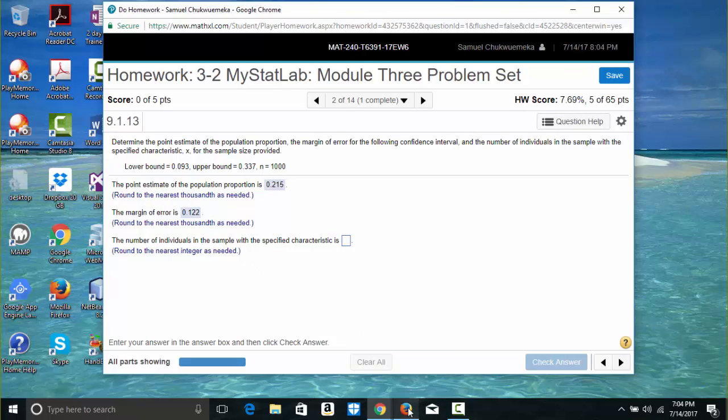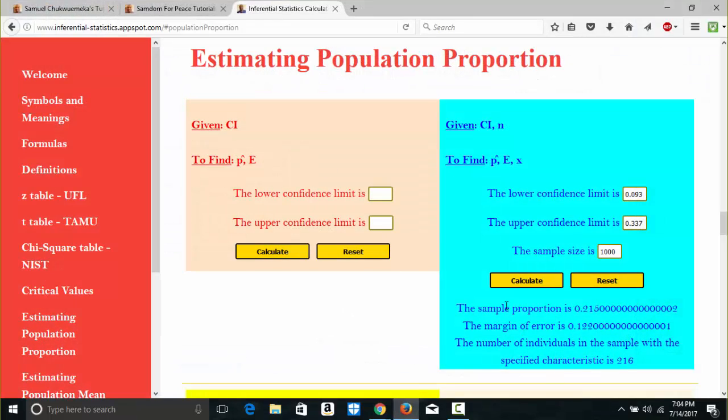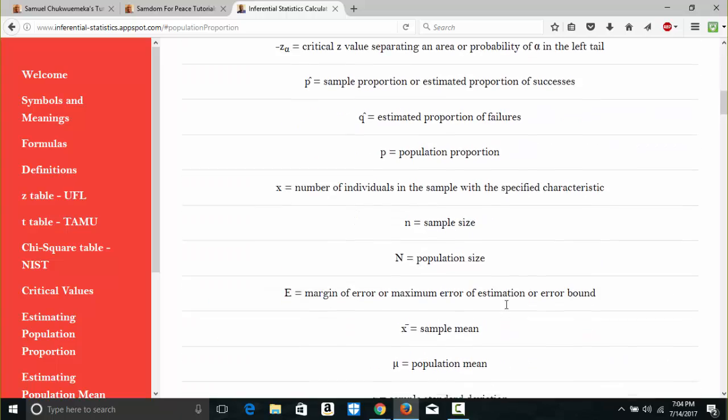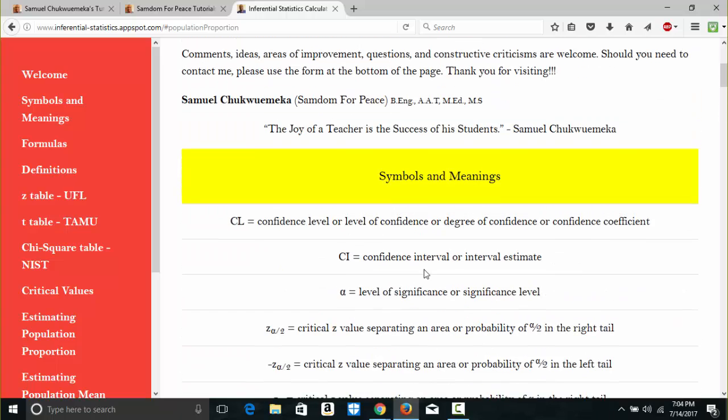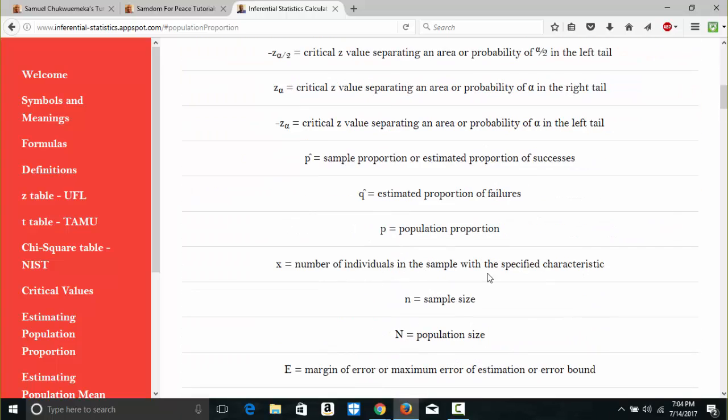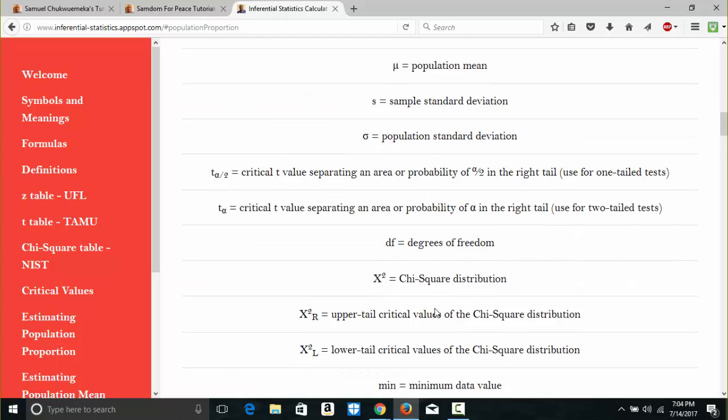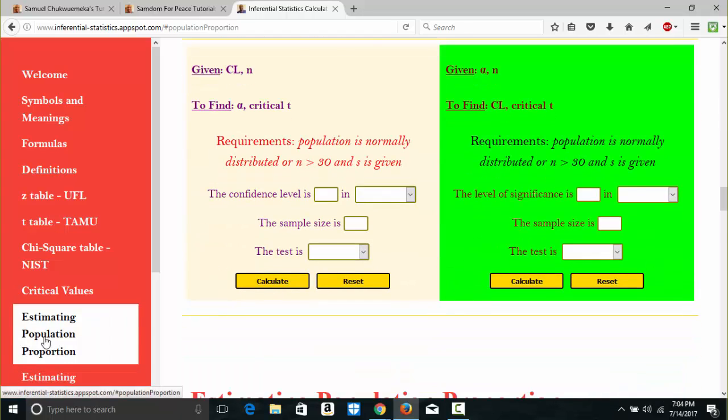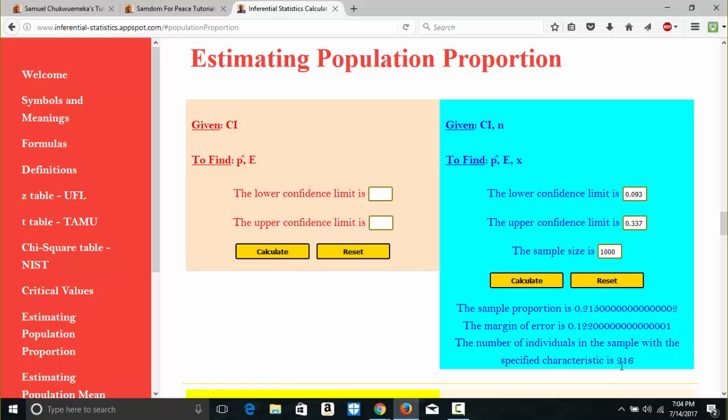Then X, the number of individuals in the sample with the specified characteristic. X, that is X if you look at these symbols here. X here. And that gives us 216.